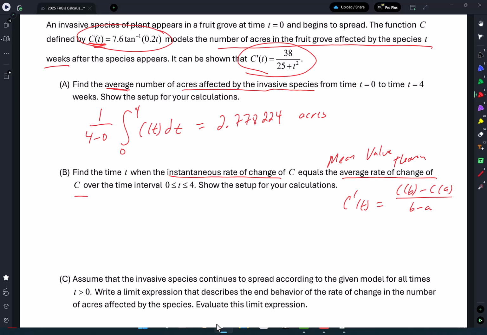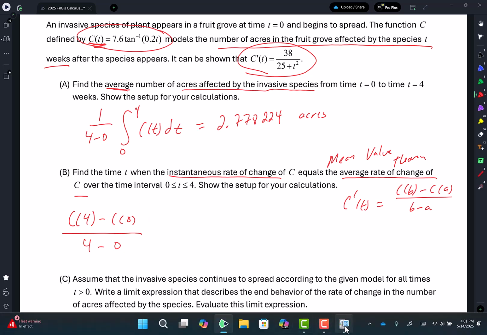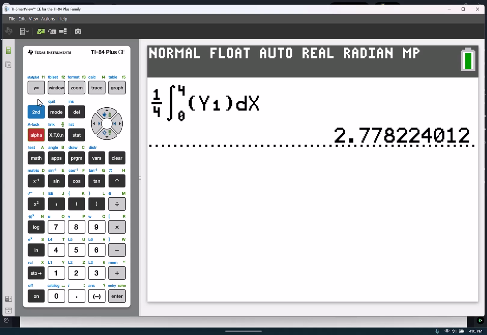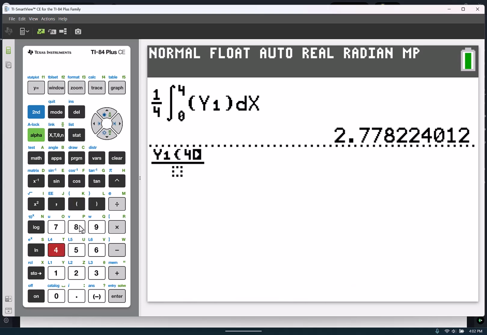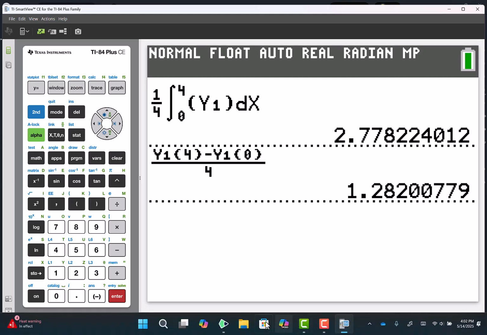I have that in Y2 in my calculator, and I have this in Y1, so I'm going to go C of 4 minus C of 0 over 4 minus 0. This is going to be my average rate of change for C. So I'm going to take my calculator and get my little fraction thingy here, numerator, denominator, and go alpha trace Y1, that's where I have my C of t, evaluated at 4, minus alpha trace Y1, evaluated at 0. And I'm going to divide that by 4 minus 0. And there it is. That's my average rate of change.